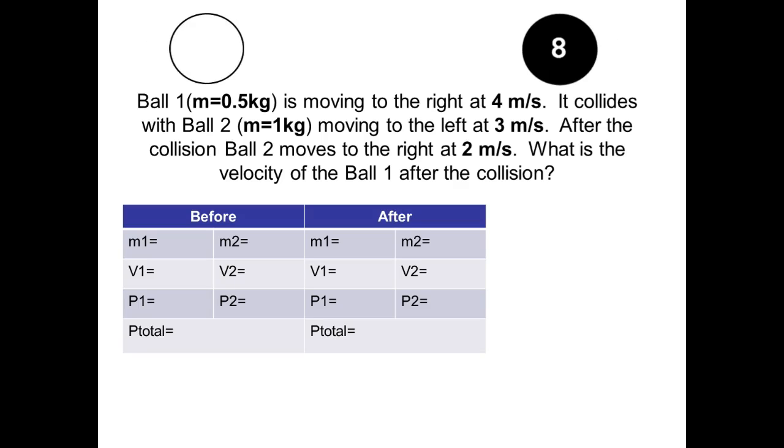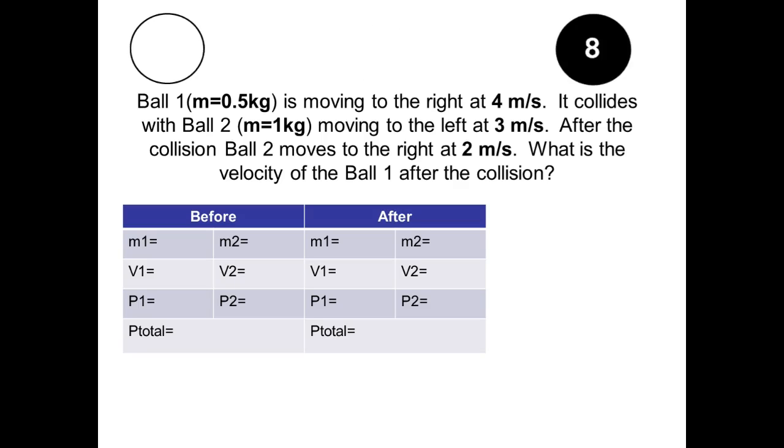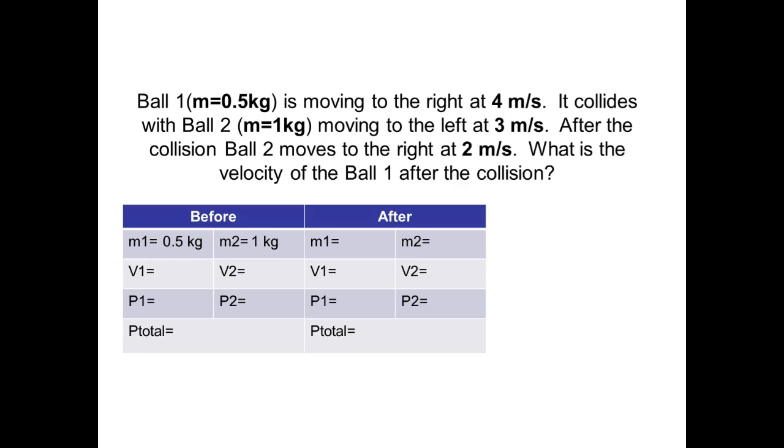Mass of ball 1 is 0.5 kilograms, so I'm going to plug in 0.5 kilograms. Mass of ball 2 is 1 kilogram. I'm also given that ball 1 moves at 4 meters per second, and ball 2 moves to the left at 3 meters per second. Forward is positive, backwards is negative. We usually attribute right to forward and left to negative, or backwards. So we make sure that that is a negative velocity.